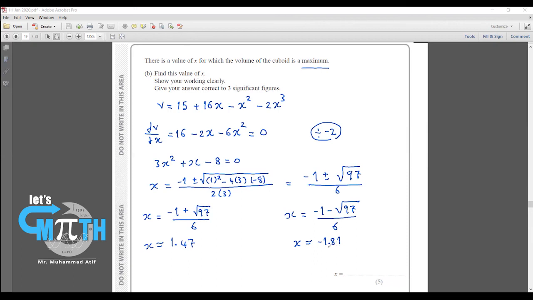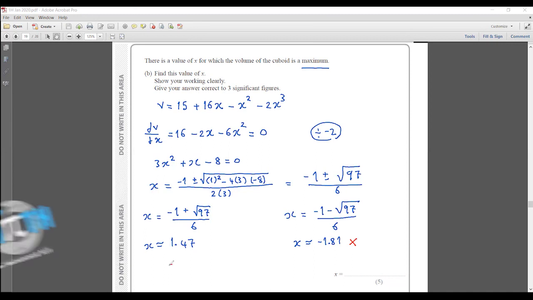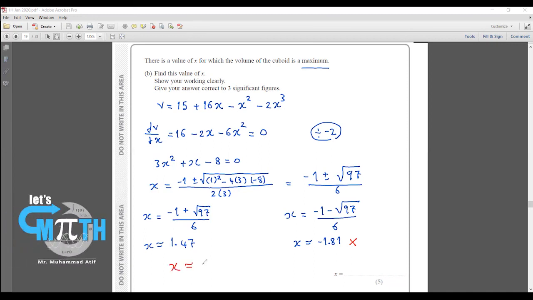If you remember, the dimensions substituted by negative 1.81 going to be negative length, and this is rejected. So the only one x value is going to be about 1.47 to 3 significant figures.